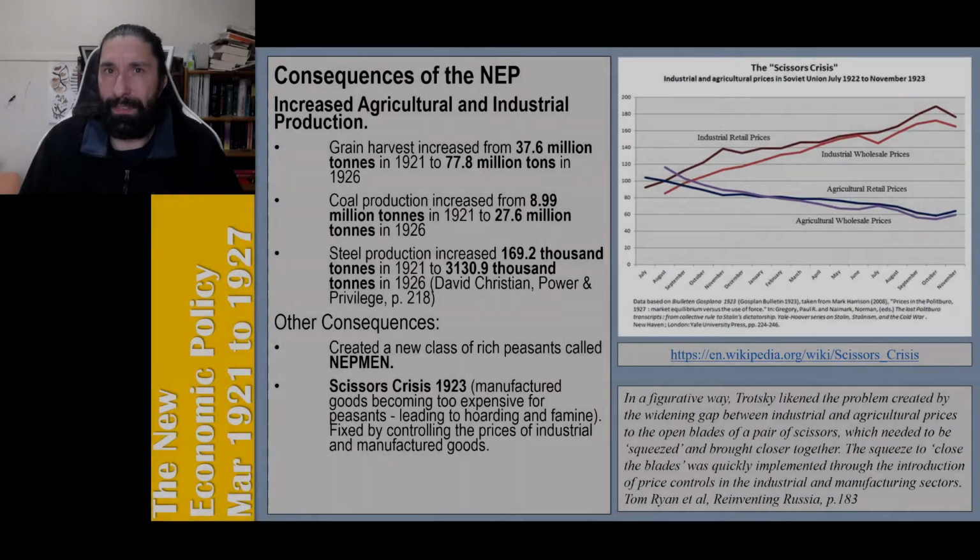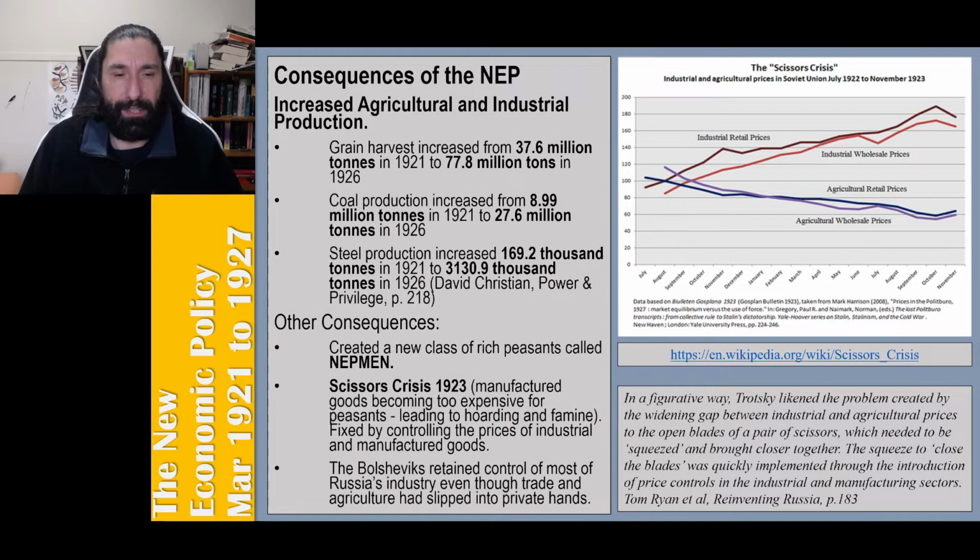Okay, and the final consequence of the new economic policy was that the Bolsheviks were able to retain control of most of Russia's industry, even though trade and agriculture had slipped into private hands. So the big industrial factories and so forth, the government still owned them. So it did not become a total capitalist economy with the introduction of the NEP.